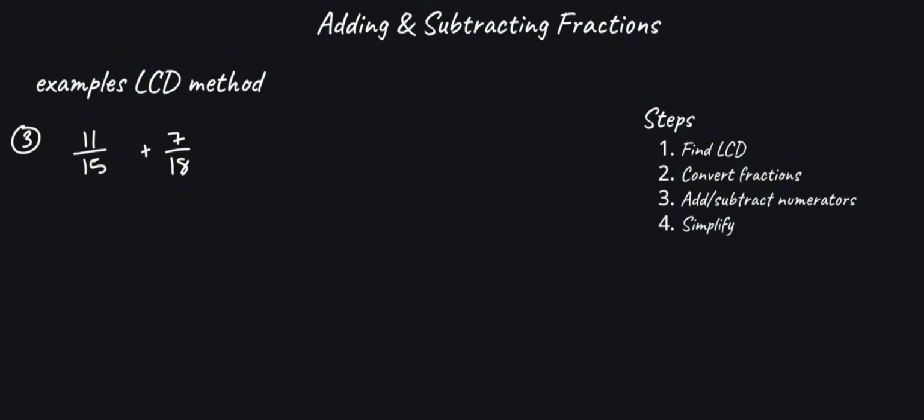Here's the third example. 11 over 15 plus 7 over 18. Now, what is the lowest common denominator for these two? Clearly, we can see that the denominators are different, so we need to use the lowest common denominator method. So our LCD is 90. Why? Because 15 can go into 90 6 times and 18 can go into 90 5 times.